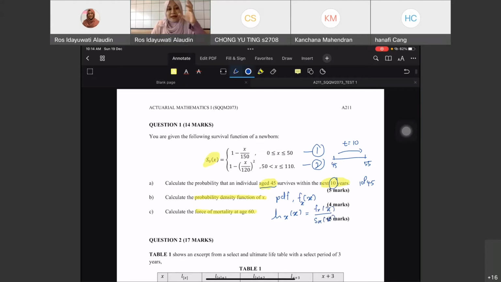So the PDF you can get from the big F, whether you differentiate the big F, or you can also differentiate S(x), but you have to put the negative. The information that we have here is in terms of S(x), so you can change into the big F and then differentiate the big F, or you can straight away differentiate the S(x).